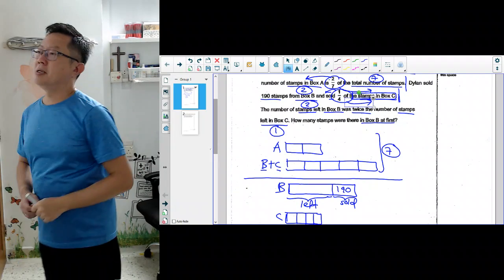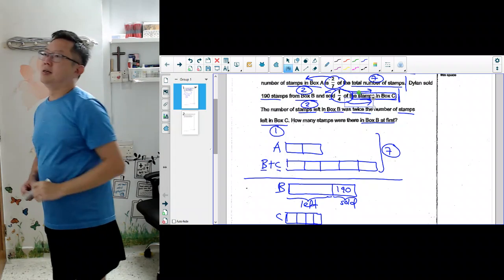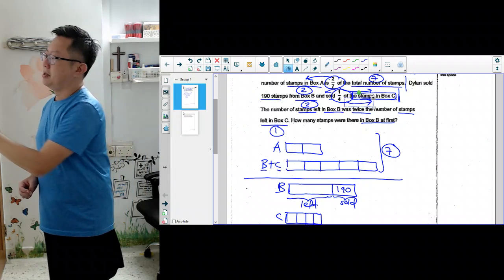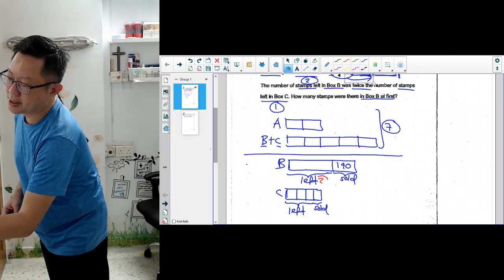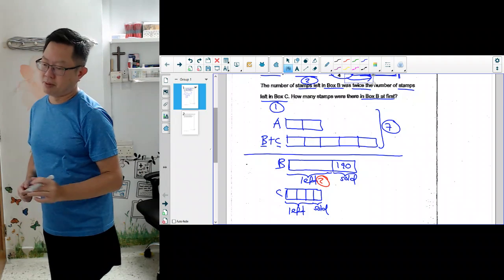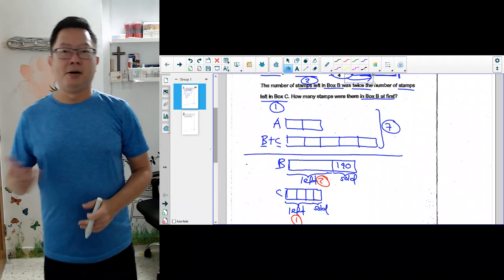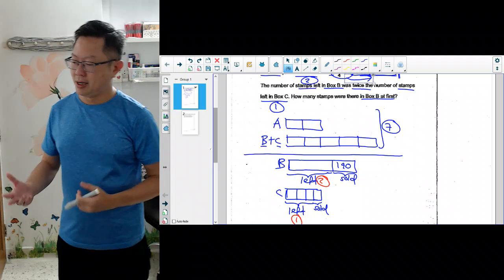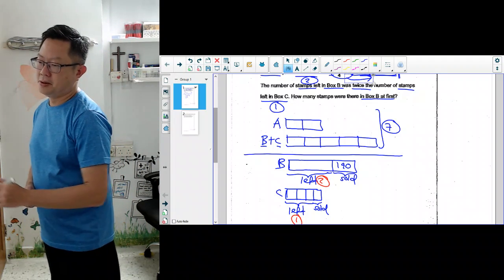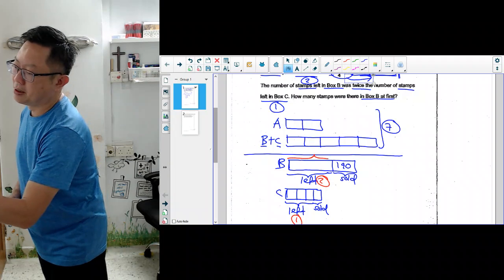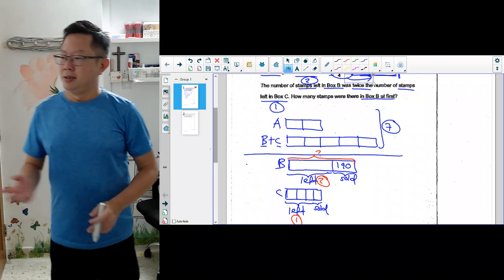And the number of stamps left in box B was twice. So if you look at the left, the stamps left in box B was twice. So I'm going to put something like this, okay, twice. Twice the stamps left in box C, which is 1 time. Okay, so that's how you put the twice and the 1 time into the model. And how many stamps were there in box B at first? So your question mark must be over here. So this is your question mark before you sold the 190 stamps. So your model is done.